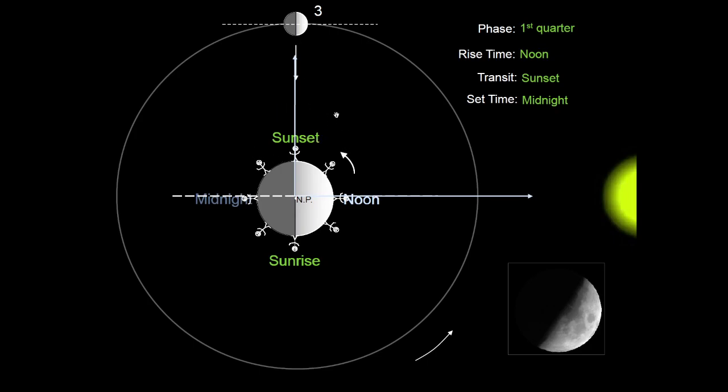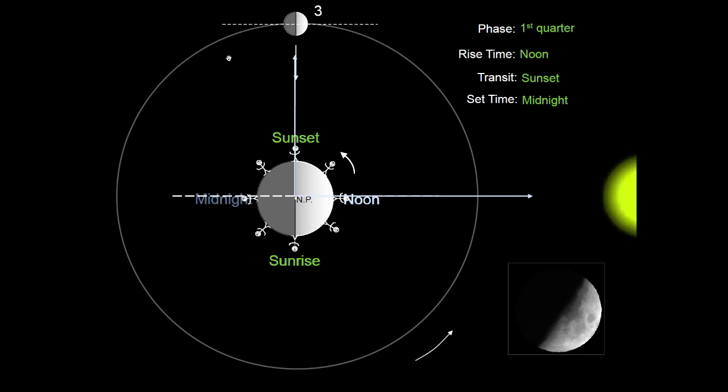That's why we use these general terms, because we have daylight saving time, and the sunset and sunrise are at different times during the day throughout the entire month. So that's why we use these generic terms, right? So it transits at sunset and it sets at midnight.